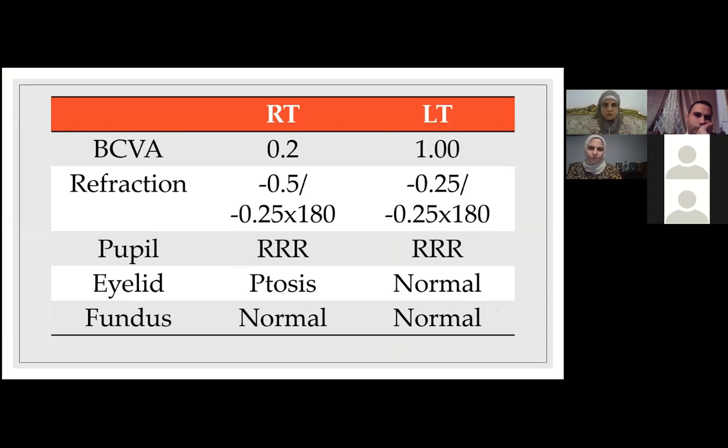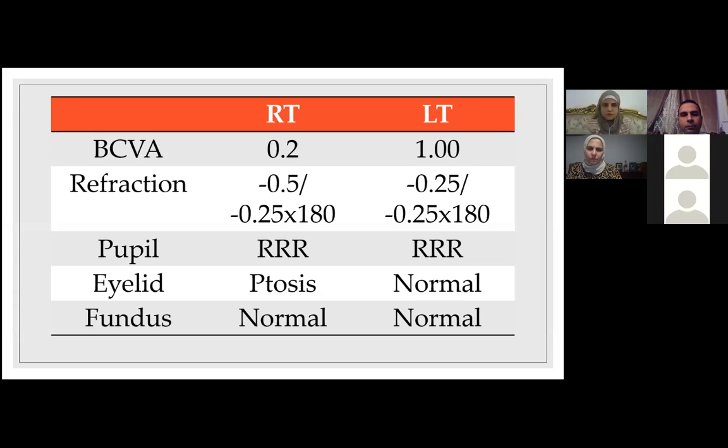On examination, he has best corrected visual acuity of 0.2 in the right eye and 6/6 in the left eye. So he has right amblyopia because there is no significant difference in the refraction between both eyes. The rest of the examination has shown that the pupil is rounded, regularly active in both eyes. He has right ptosis and normal fundus in both eyes.